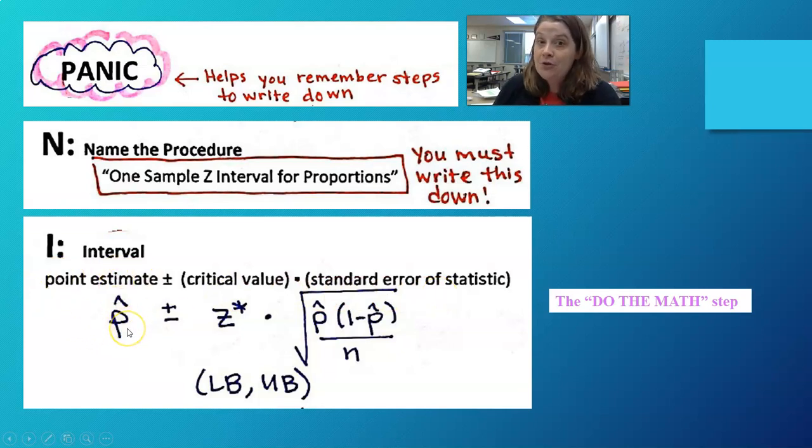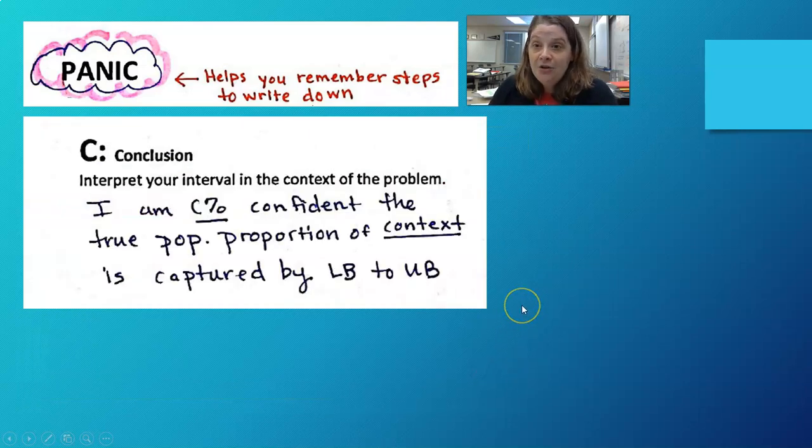So for proportion, you're going to take p hat plus or minus the Z critical value for the confidence interval times the standard error, which is just the standard deviation with the p hat values in there instead. This is going to give you two numbers: a lower bound and an upper bound for the confidence interval. And then finally, you're going to write the conclusion.